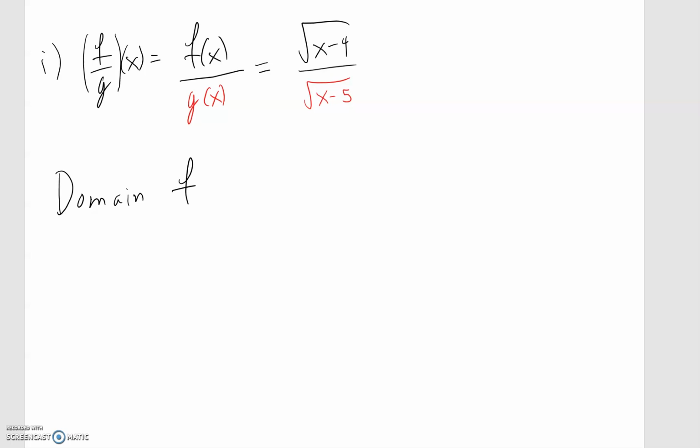So for the domain of f, what do we know? We have a square root function. We have to exclude the values where the square root of x minus 4 is negative, and that is going to be for anything that is less than 4. The domain of f then will be everything from 4 onwards.